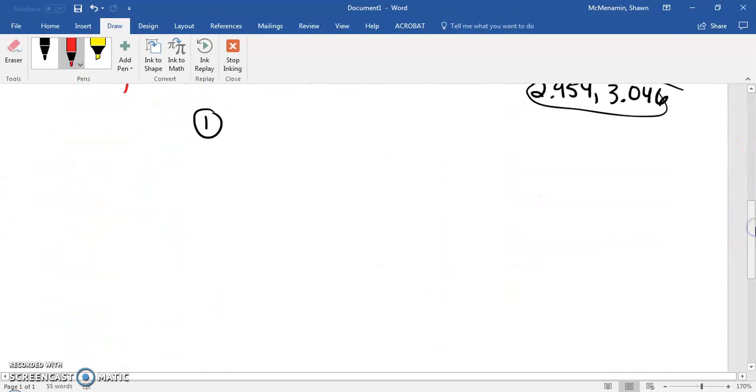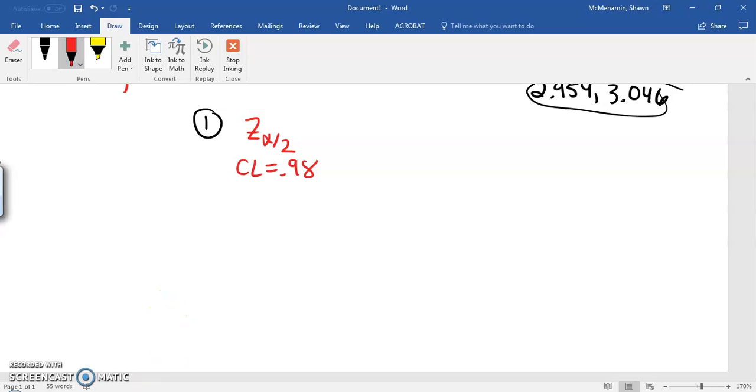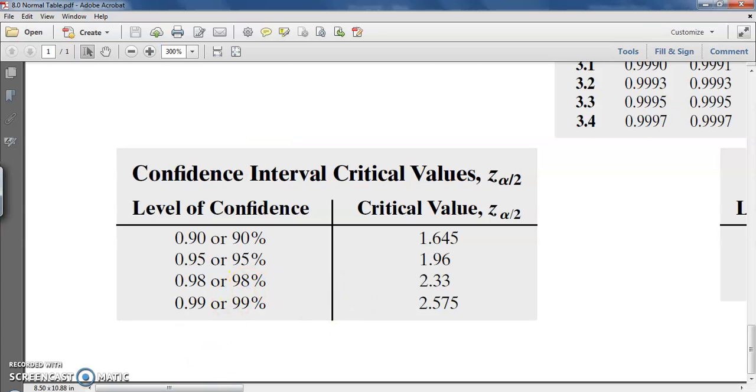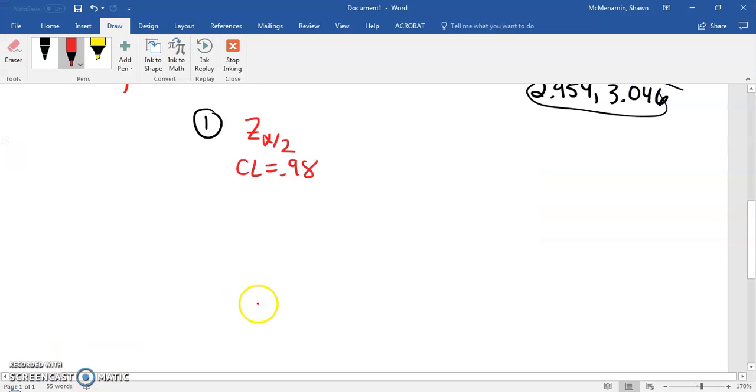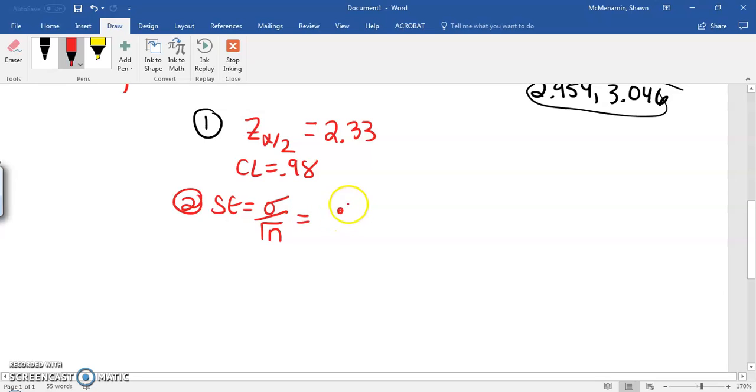Okay, so the first step is to do Z alpha divided by 2. Since the confidence level is 0.98, you go to your normal table, and the Z score is 2.33. Next step is to do your standard error, which is your population standard deviation divided by square root of n, which is 0.1 divided by square root of 13. Again, you don't use your sample standard deviation, you use your population standard deviation.